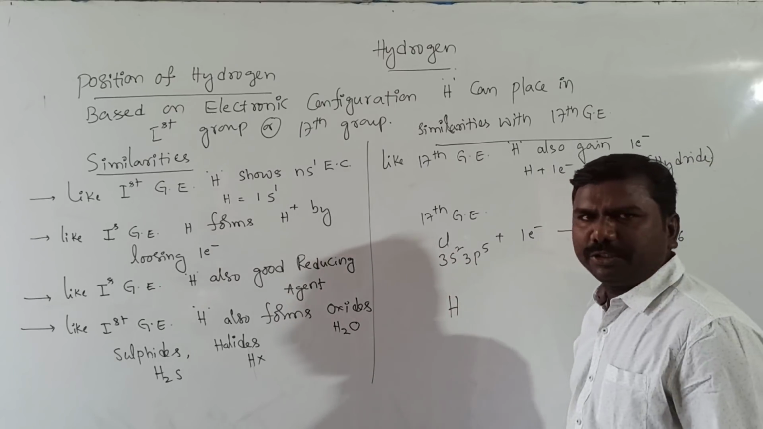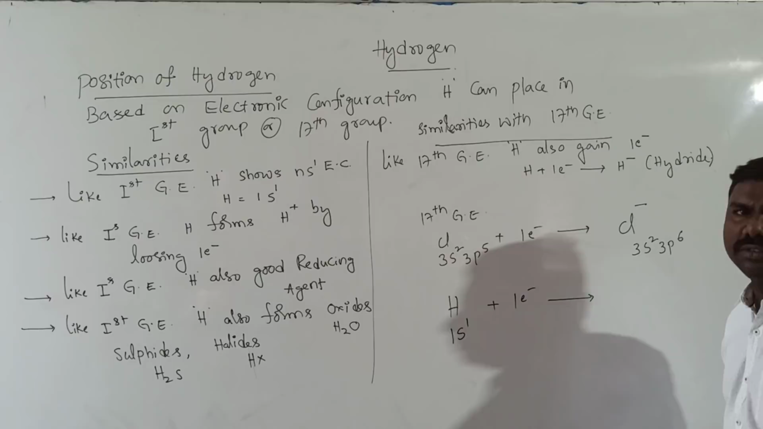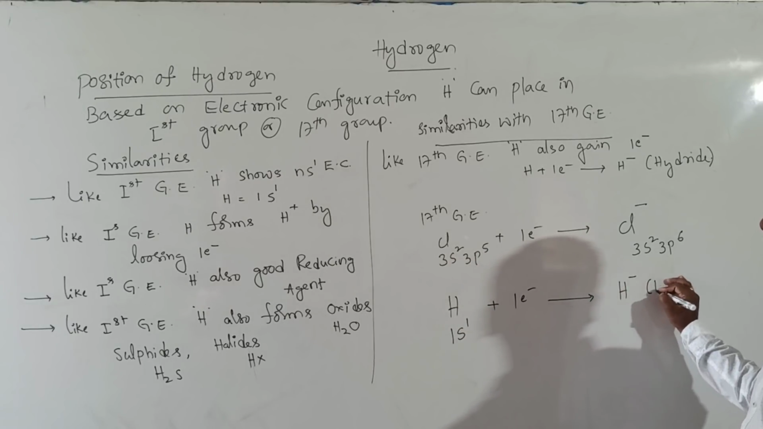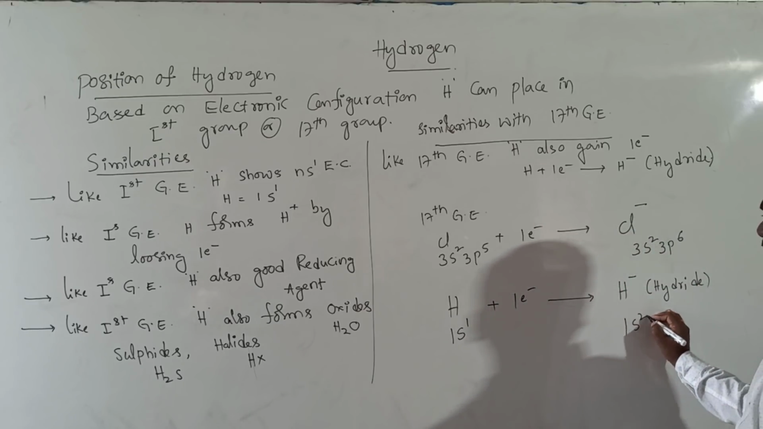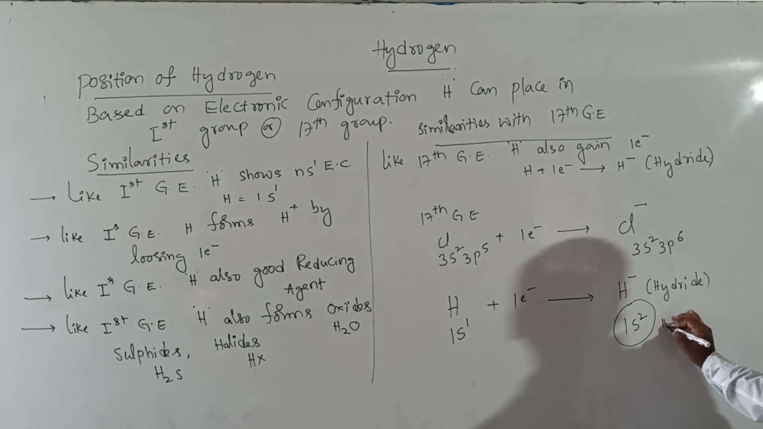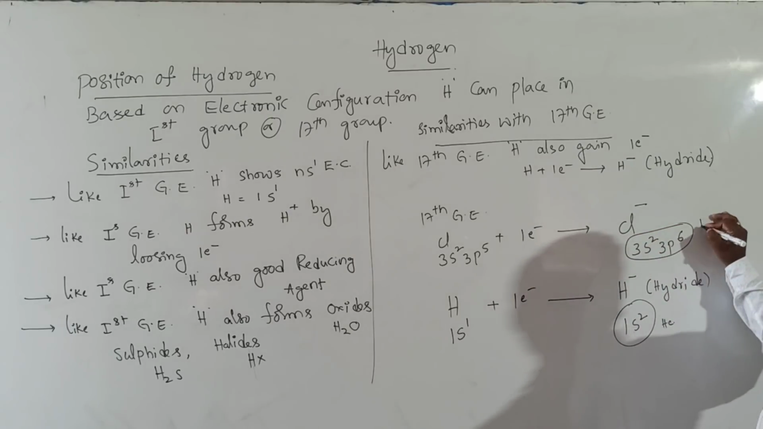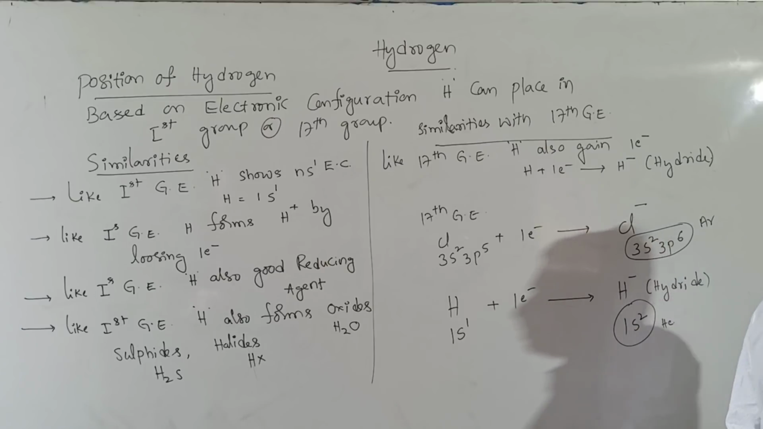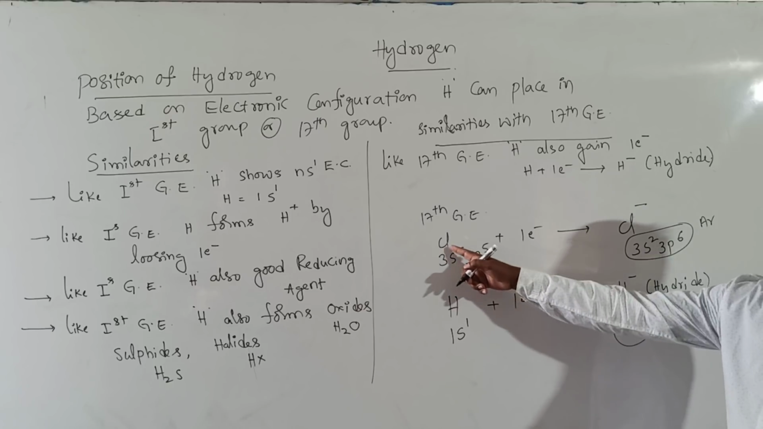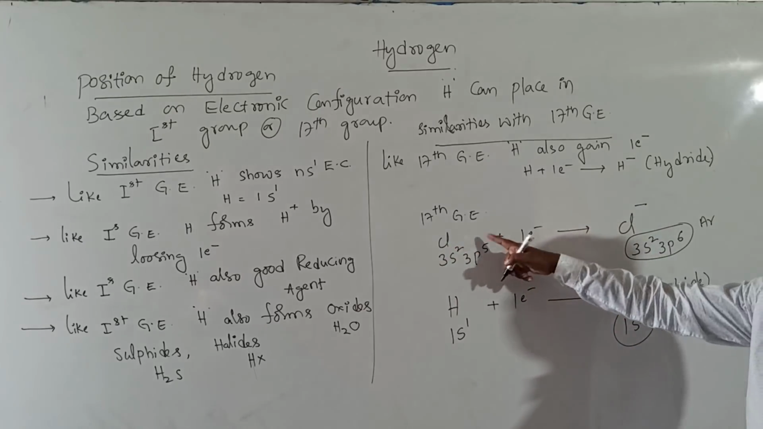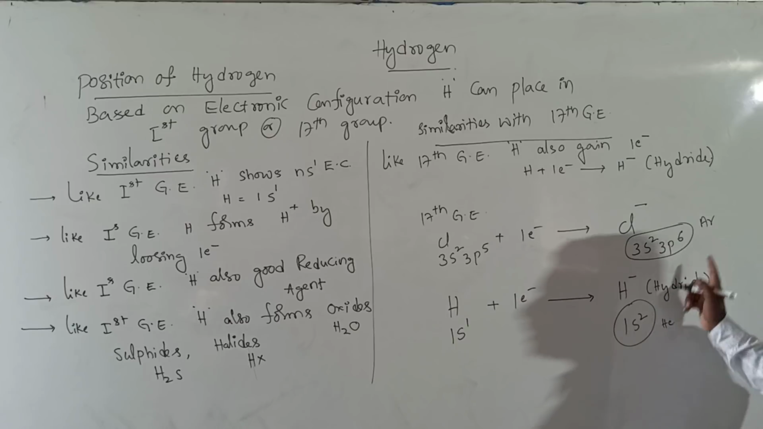Similarly, if you take hydrogen, the configuration is 1s1. If it gains 1 electron, then it gives H minus. It is called hydride ion. The configuration is 1s2, which is helium, noble gas. 3s2 3p6 configuration is argon, noble gas. It means there is a similarity. Like halogens, if hydrogen gains 1 electron, then it exhibits noble gas configuration.